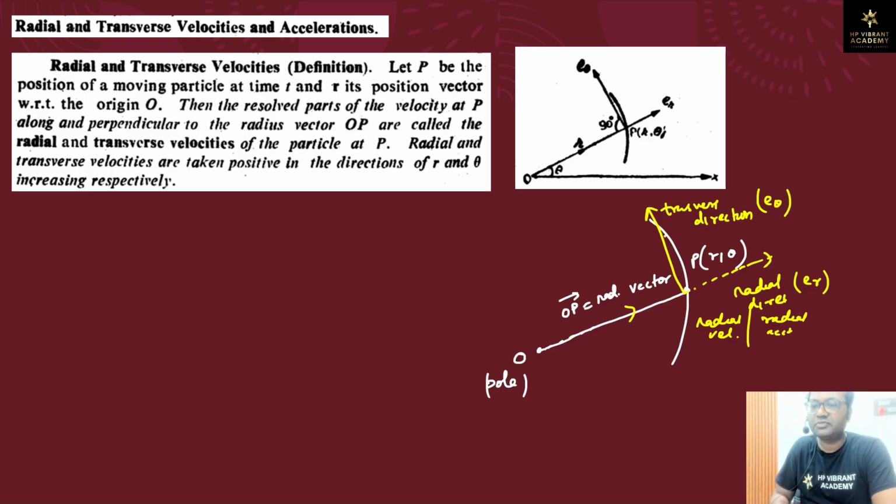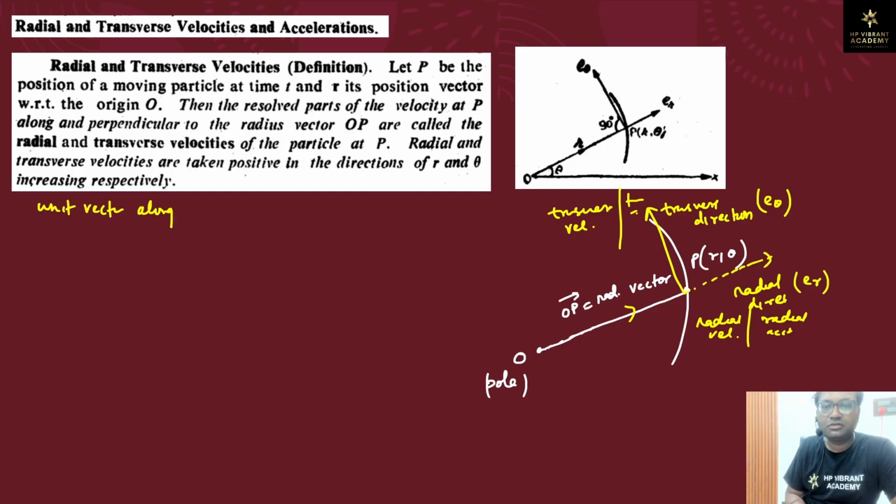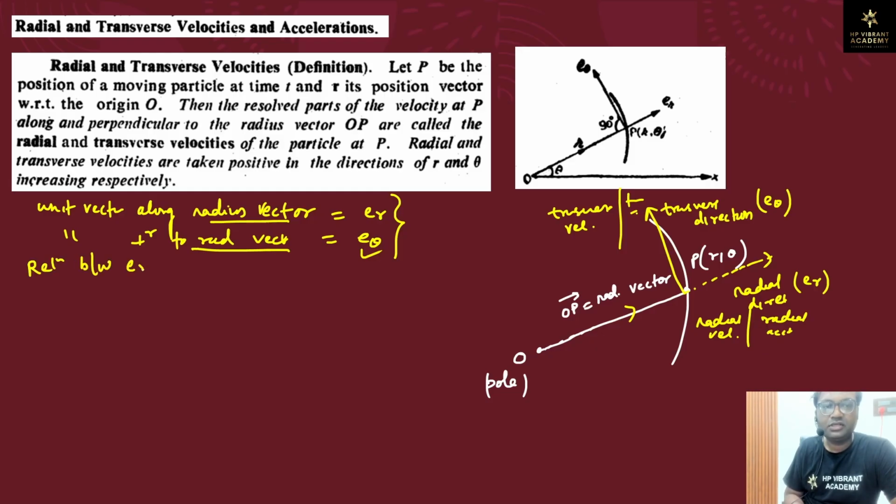Similarly, what will be the velocity perpendicular to the radius vector? This is transverse velocity. And similarly, acceleration perpendicular to the radius vector is transverse acceleration. So let us write down the statement here. The unit vector along the radius vector is equal to e_r, and the unit vector perpendicular to the radius vector is e_theta. So let us remember a relation between e_r and e_theta.